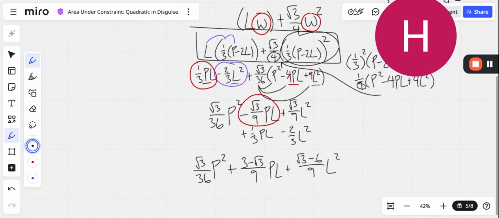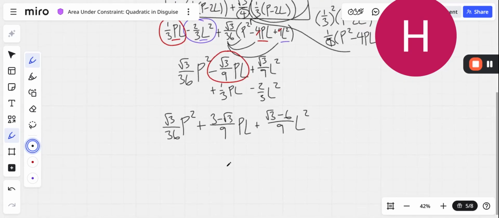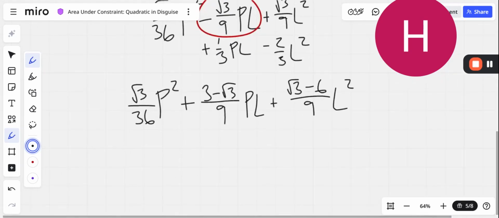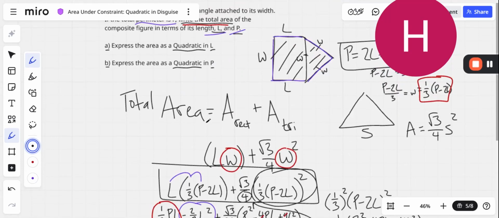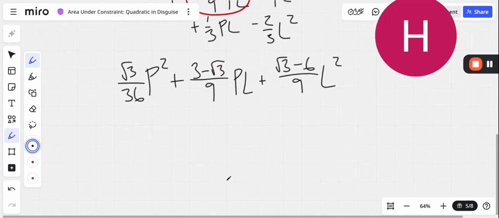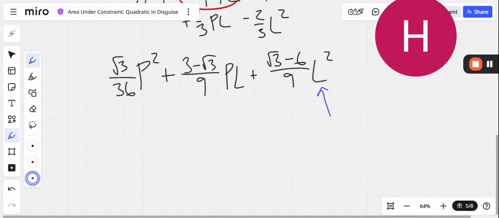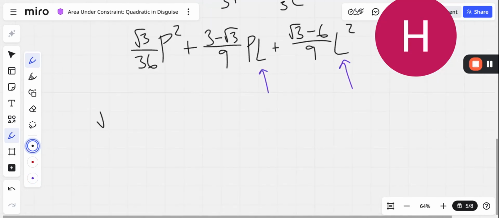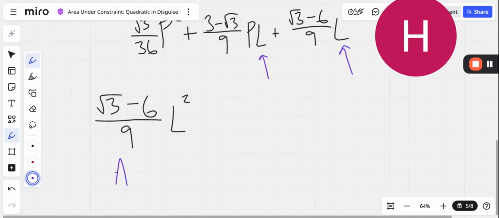Now the reason why I've put it in this way is because we're going to look at the quadratic nature of this equation. Now you can think of it in one hand in terms of a quadratic on L, or you can think of it on another hand as a quadratic in terms of P. Let's think of it first as, what was part A? Express the area as a quadratic in L. So what we're going to do is we're going to treat L just like we would normally treat X. So L squared is kind of like X squared. Therefore, the leading coefficient is going to be this root 3 minus 6 over 9. That's my coefficient on L squared. That's kind of like my A value.